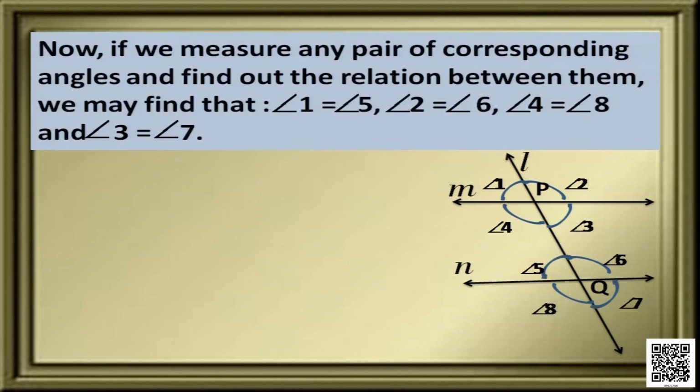Now if we measure the pairs of corresponding angles and find out the relation between them, we may find that the measure of angle 1 will be equal to the measure of angle 5. This has been done in your previous classes by experimental method. Then angle 2 must be equal to angle 6, angle 4 is equal to angle 8, and angle 3 is equal to angle 7.